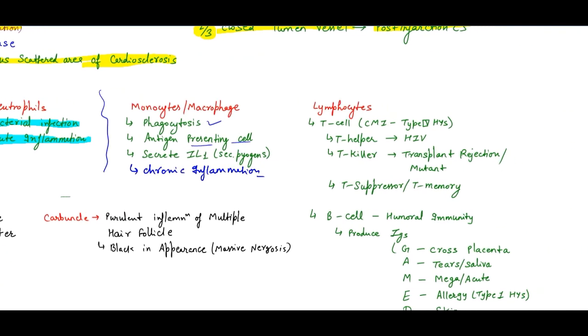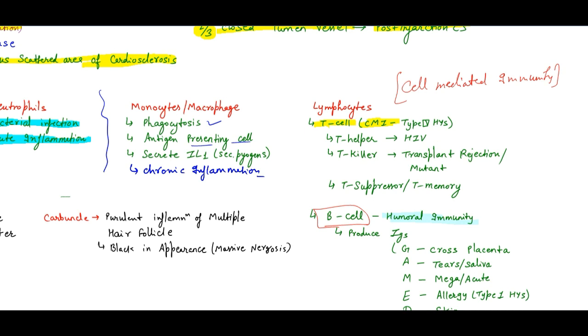Lymphocytes, we know the T cell. So T cell, what does it mediate? Cell mediated immunity. So here is one question, a simple question: T cell, cell mediated immunity. And what is the example for that? Type 4 hypersensitivity. So T cell, cell mediated. And what about the B cell? B cell, remember, is humoral immunity. T cell, cell mediated immunity. CMI, HMI.